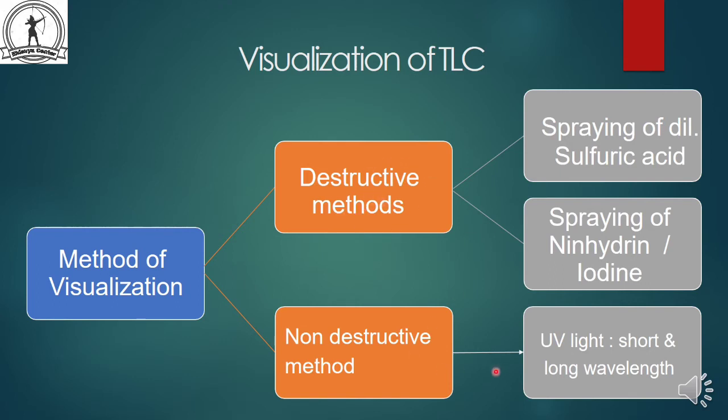So we have to use some destructive method like spraying dilute H2SO4, spraying ninhydrin, or iodine. When we use a destructive method, we are destroying the original nature of our compound, because when we spray, our sample oxidizes and shows a particular color. Ninhydrin is used when we want to visualize amino acid spots, and iodine is used for several organic compounds.